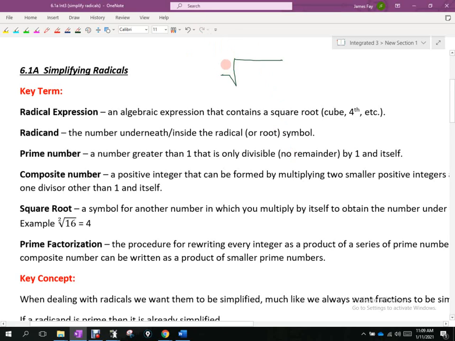Now there should be a number out front here. Okay, usually it's a 2. And if it's a 2, it's usually not written. Okay? Could be a 3, could be a 4, could be a 5. And that just tells us what root we're taking. Okay? We call that number out front an index.